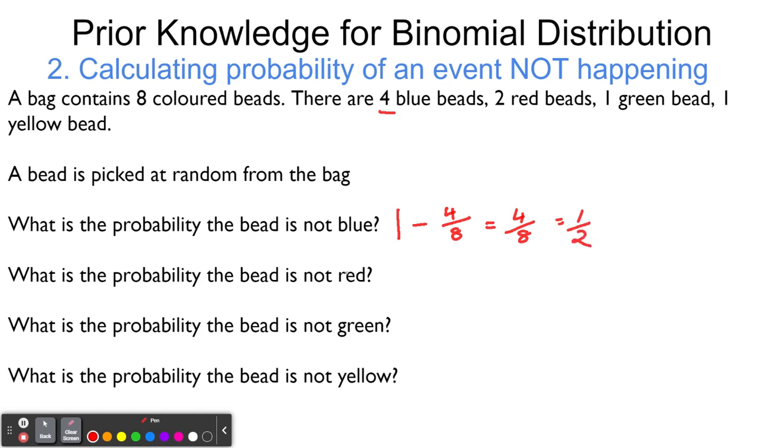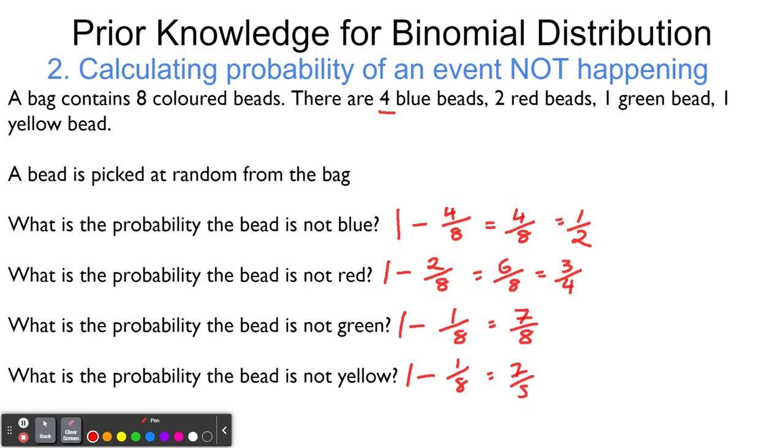The probability that the bead is not red, so 1 take away the probability that it is red, is 2/8, which leaves us with 6/8, which we can then simplify to 3/4. Probability that it's not green is 1 take away the probability that it is green, and there's 1 green bead out of 8. So 1 take away 1/8 leaves us with 7/8, and that one can't be simplified. And then the probability that the bead is not yellow is 1 subtract the probability that it is yellow, which again is 1/8. So our answer here is 7/8.